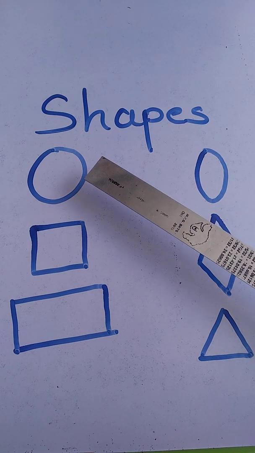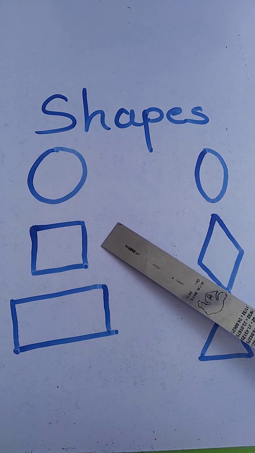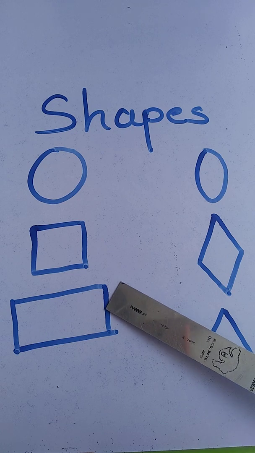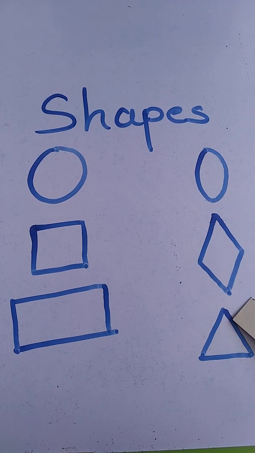Repeat after me. Circle, square, rectangle, oval, diamond and triangle. Very good.